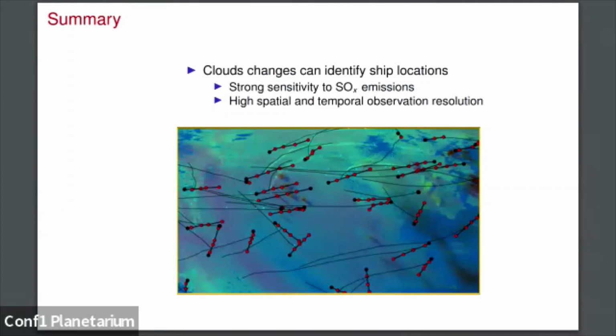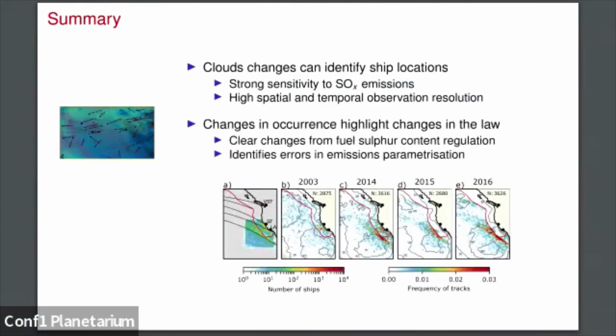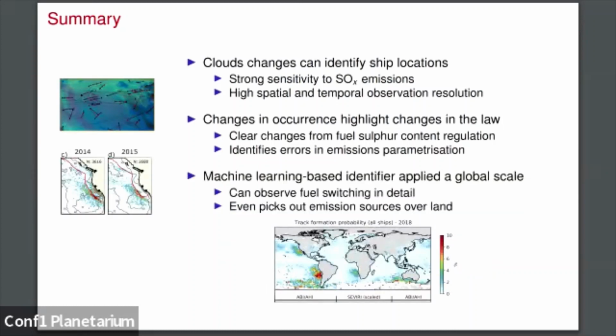So as a summary, we can use clouds, actually often an issue, but in this case, we can use them for identifying cases where ships are emitting large amounts of sulfur, which gives us a high spatial and temporal resolution. We can use these tracks to see and observe changes in the law, and we can also use them with kind of a machine learning classifier to observe ships switching fuel in detail around the edges of these emission control areas, and for monitoring emission sources over land as well. Thank you.